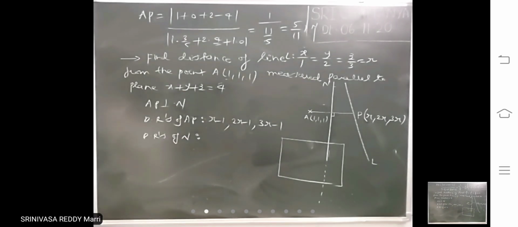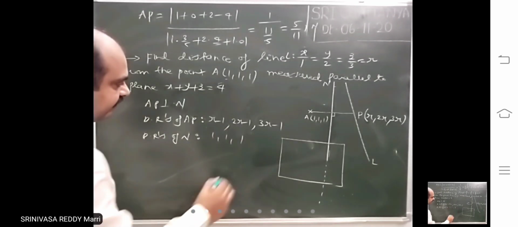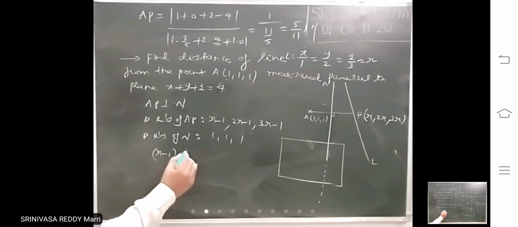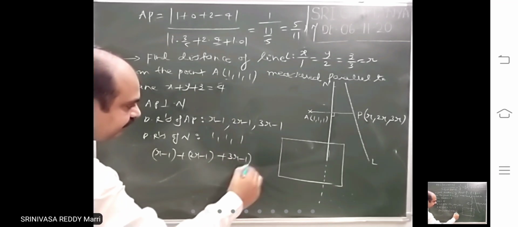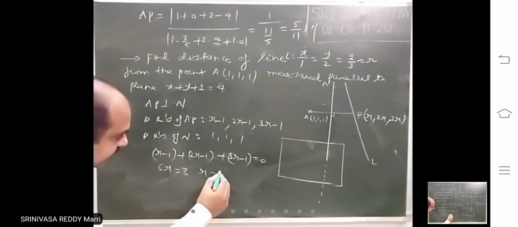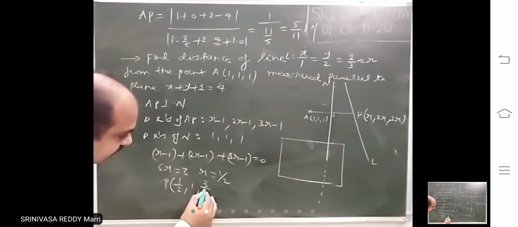DRs of normal you know. Normal to the plane means 1, 1, 1. AP perpendicular to N, perpendicularity condition: (R minus 1) plus (2R minus 1) into 1 plus (3R minus 1) into 1 equal to 0. So therefore you will get 6R equal to 3. So R is 1 by 2. Therefore P point is 1 by 2 comma 2 into 1 by 2, 3 by 2.